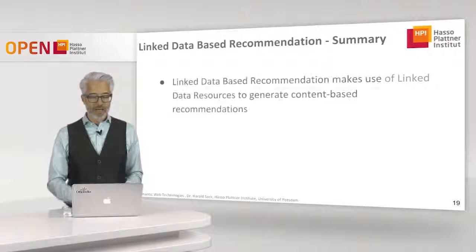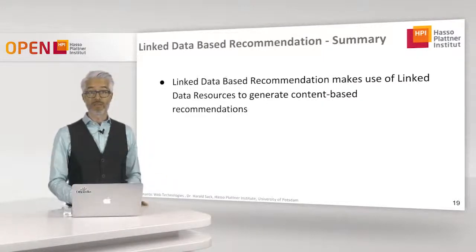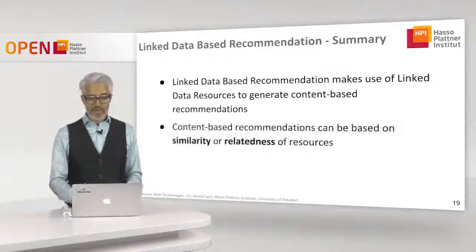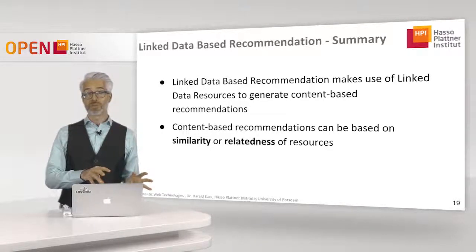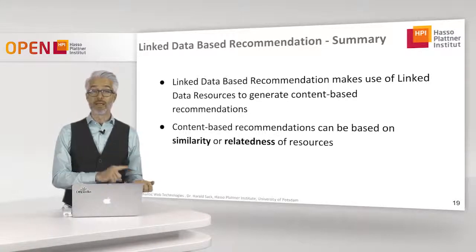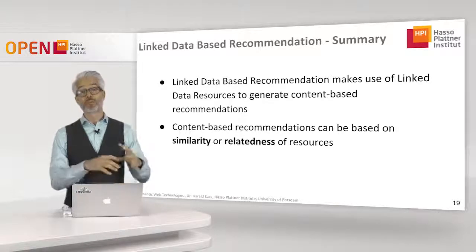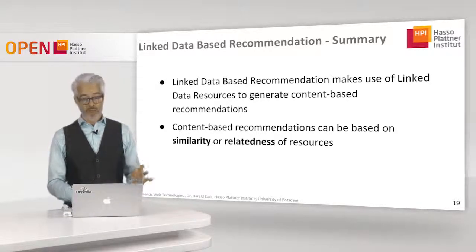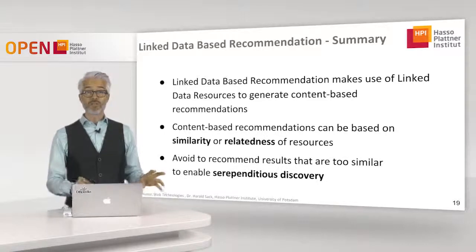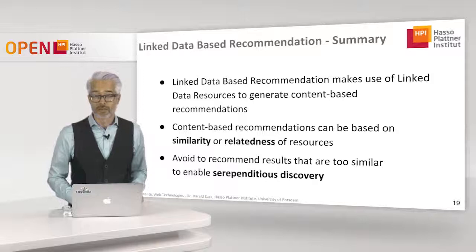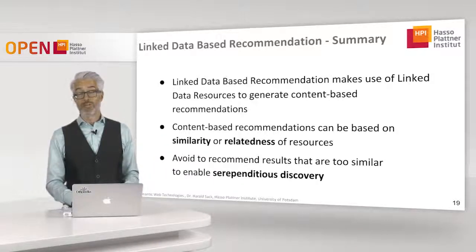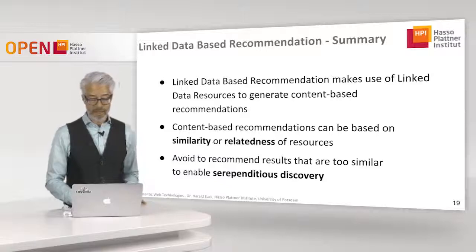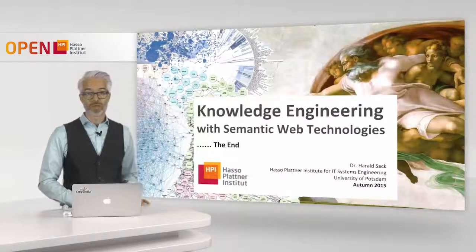Okay, so let's sum up again. Linked data-based recommendation makes use of linked data resources to generate content-based recommendations. The interesting thing here is that the content-based recommendations can be based on similarity as well as on relatedness of the resources, which opens up a new and broader scope for your recommendations, and possibly also better recommendations than with traditional recommender systems. Of course, you should avoid recommending results that are too similar to your original start, and therefore you should somehow enable serendipitous discovery. And with this, we want to end our lecture on knowledge engineering with semantic web technologies.